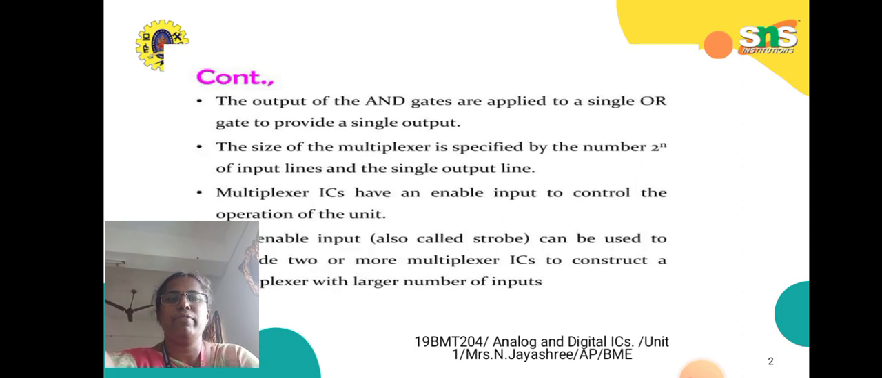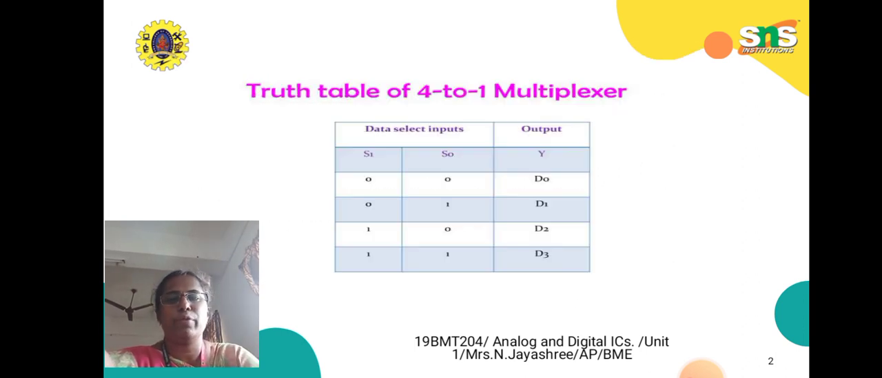Next one we have already seen till now, so I am going a little bit fast. This is the truth table for the 4 is to 1 multiplexer. If it is 0 0, the output D0 will come. If it is 0 1, the output D1 will come. If it is 1 0, the output D2 will come. If it is 1 1, the output D3 will come.